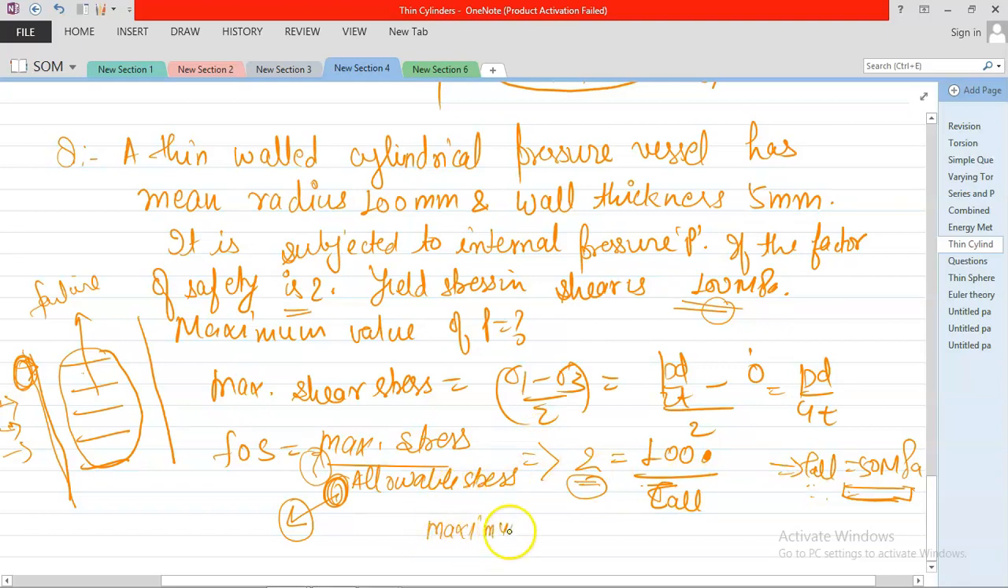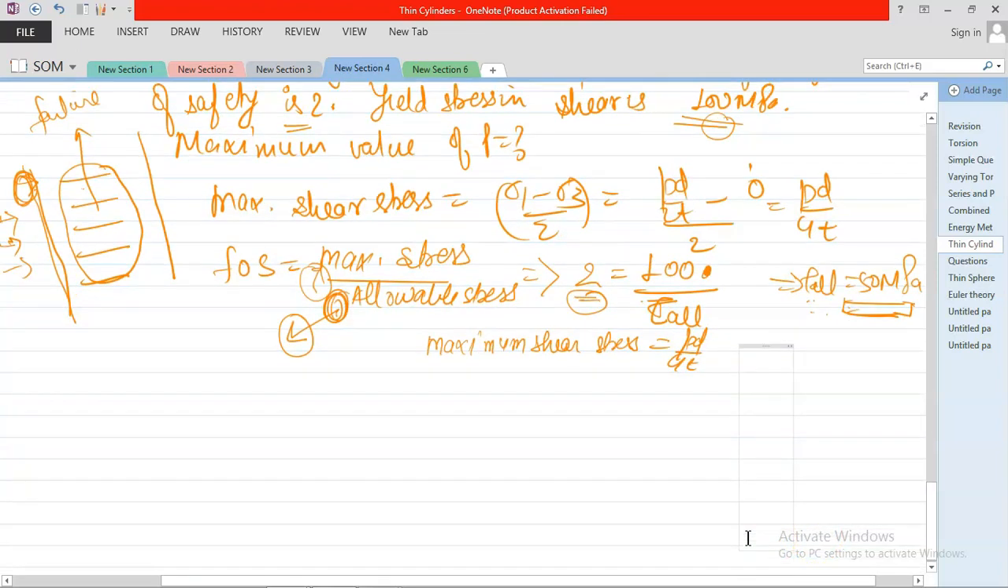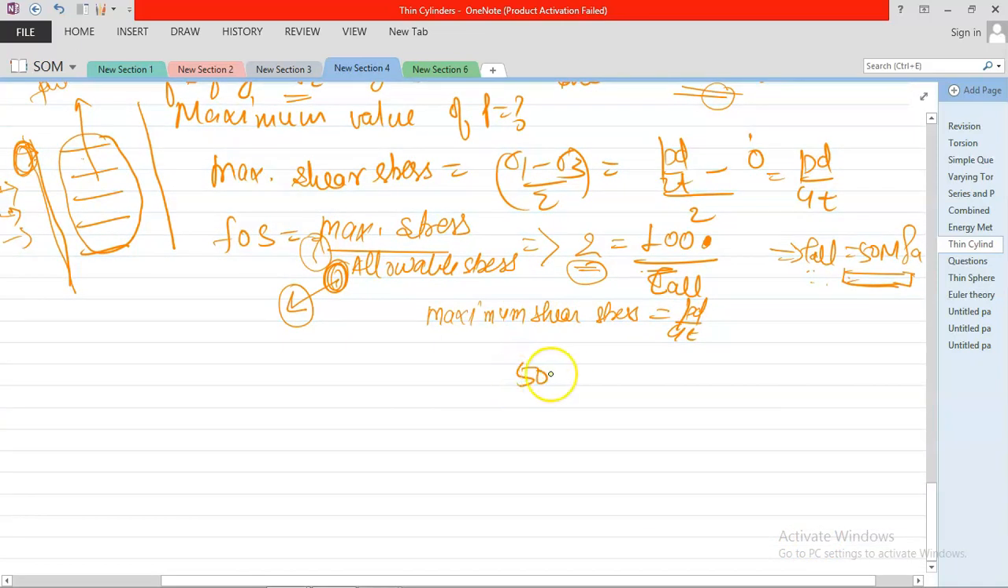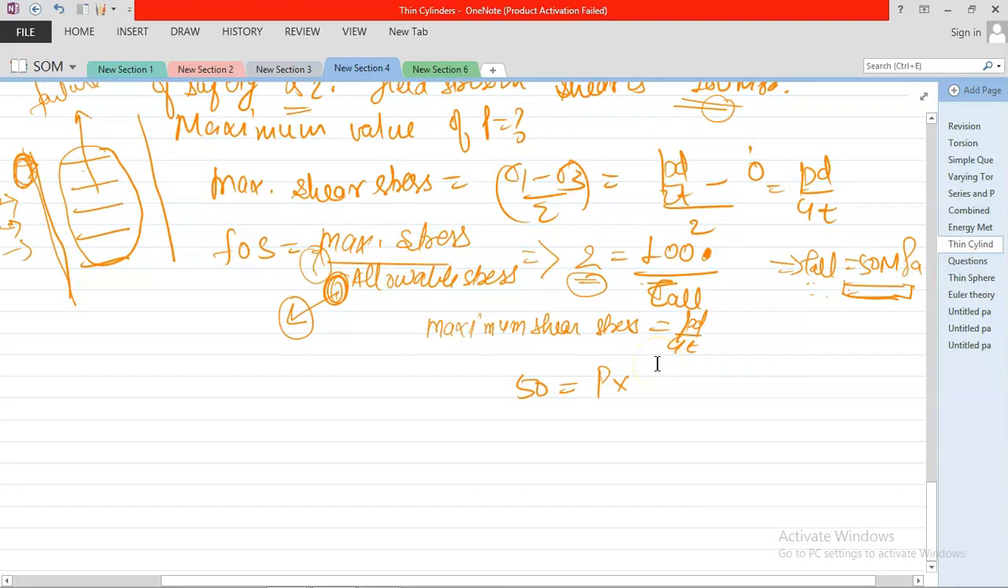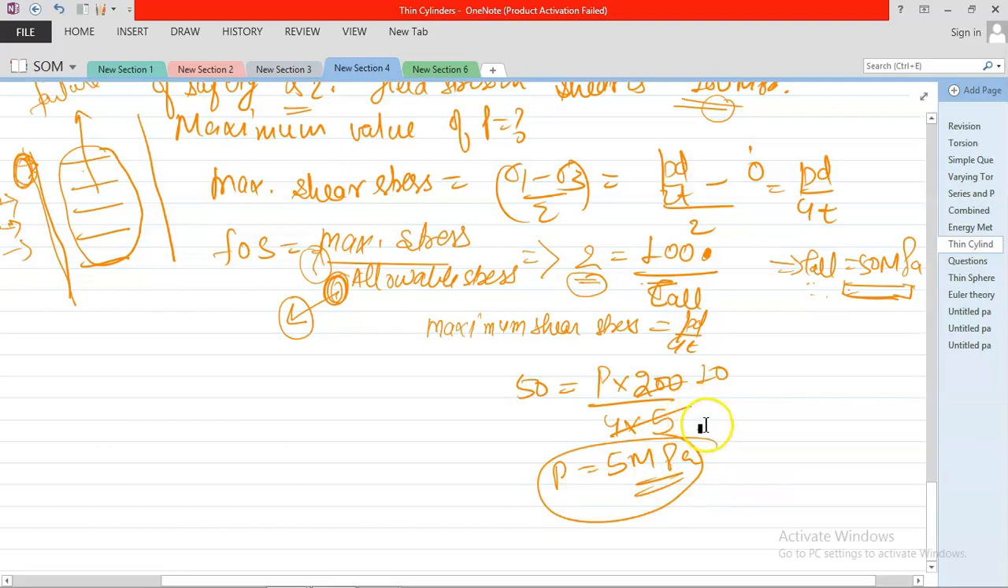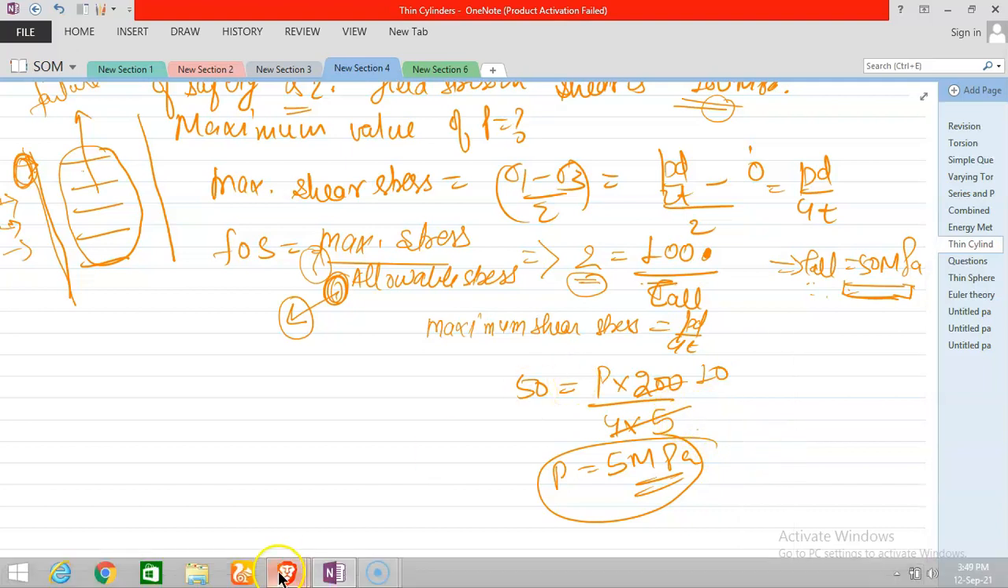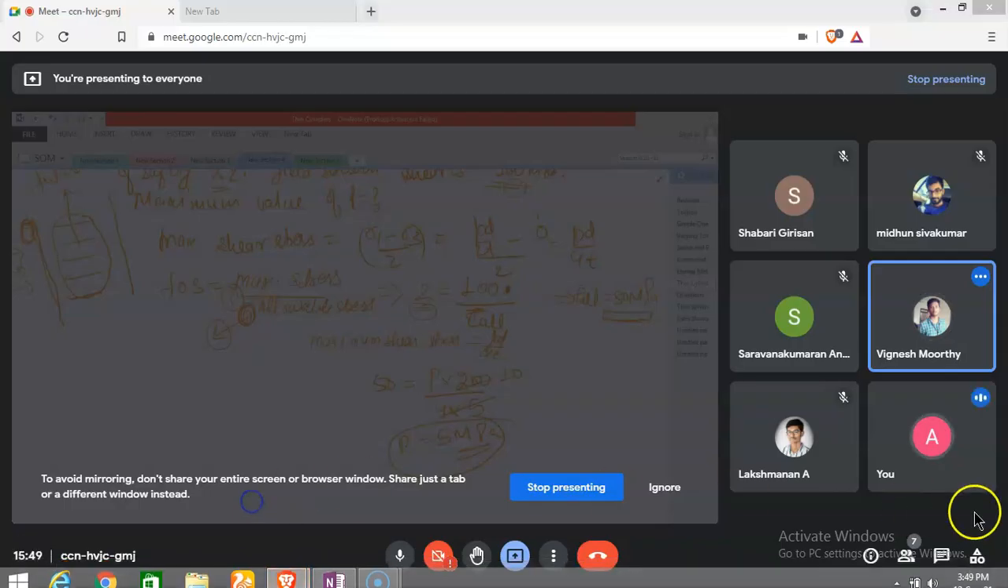That is the maximum shear stress given, and also that value is 50 megapascal. So we can solve and obtain the value of P. It is given 50 megapascal. Your pressure we need to find. Your radius is 100 mm, so I am putting a diameter of 200 mm, divided by 4 into thickness T, 5. So 5 fours are 20, here it is 10. So P is 5 megapascal. Is it clear to everyone?